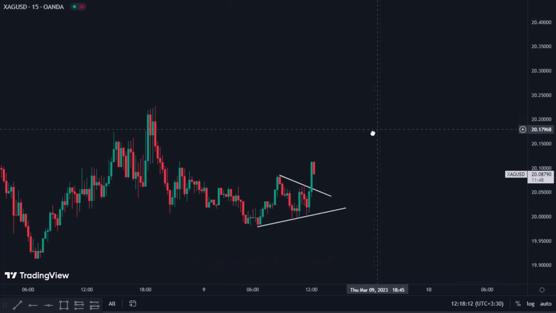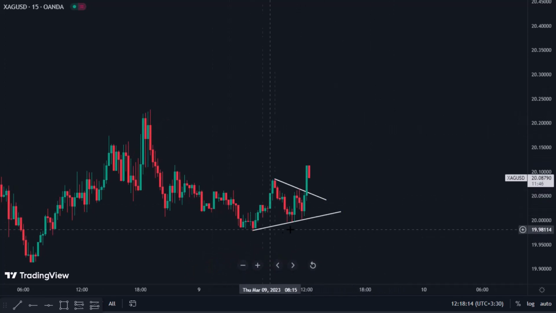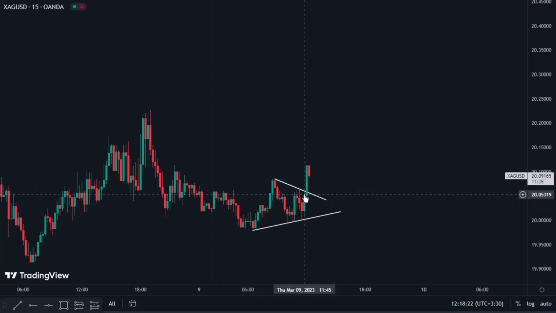So let's get started. As you can see, we have a triangle pattern here, two trend lines, one from downside, the other one from upside. The one from upside is broken, which had 3 touches on it, 1 touch, 2 touch, 3 touches, and it is broken with this green candle.